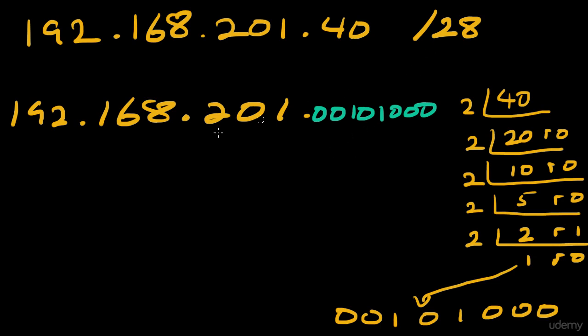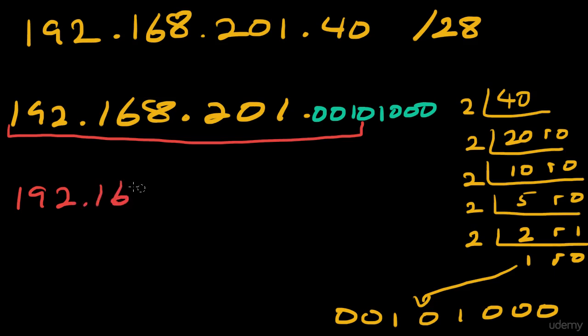In any event, /28 covers all the way from here to here. It's covering these 3 bits in the 4th octet, so that works out to 192.168.201 and the value of these 3 bits is 32. This is the 32 column.